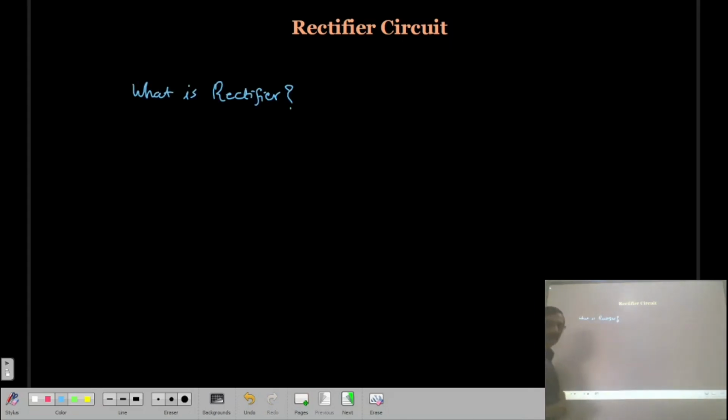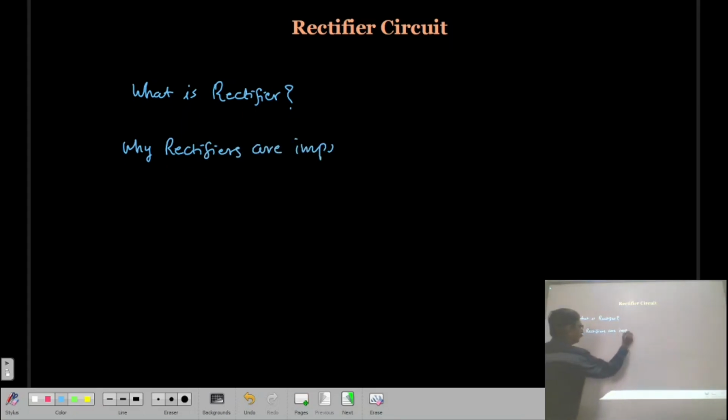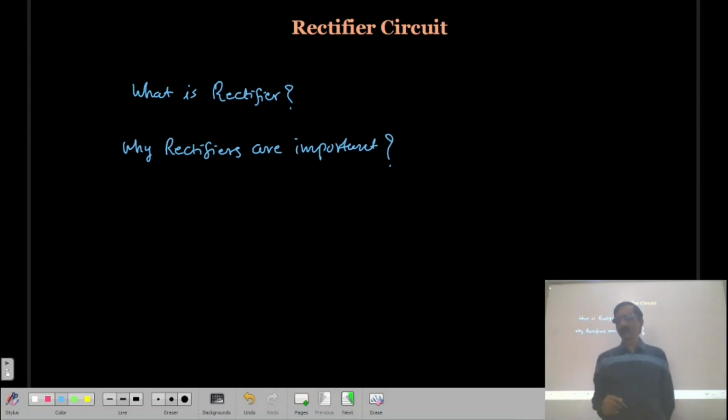What is a rectifier? And why are rectifiers important? So the answer for the first question is very simple. The rectifier circuit is converting your AC signal into a DC signal.